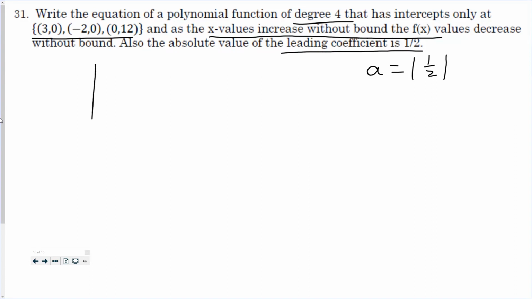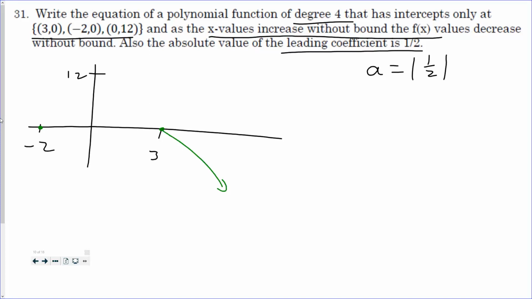If I draw a picture, and I draw my x-intercepts, so I have negative 2, 3, and a y-intercept of 12. These are my x-intercepts, and at the same time, I'm told that as the x values increase without bound, the f of x values decrease without bound, or in other words, as x is going to infinity, y's have to go to negative. That tells me that I have to end going this way. So at 3, I have to go down that way, since if I don't, I'm not going to have that end behavior that I'm told I have to have.